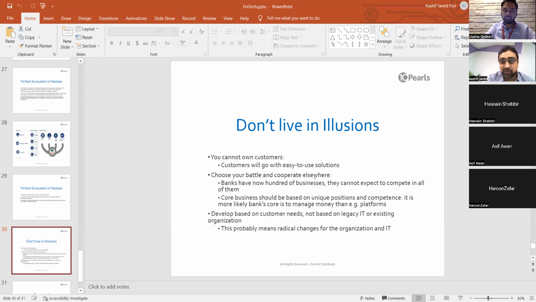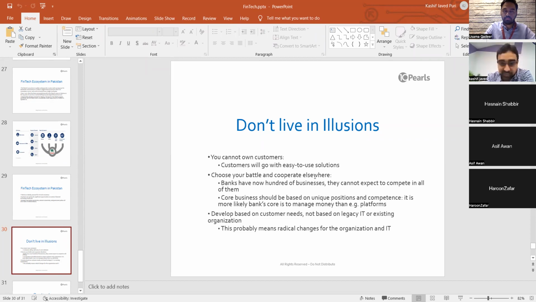Next, nowadays there are a number of products that each and every financial institute is providing. We cannot compete with our competitors on all grounds. So what we can do is pick one or two products where we should master, and for others we should collaborate or cooperate with our competitors. This is how we can flourish in the industry. Otherwise, if we try to compete on each product, I think it won't be a sensible decision.